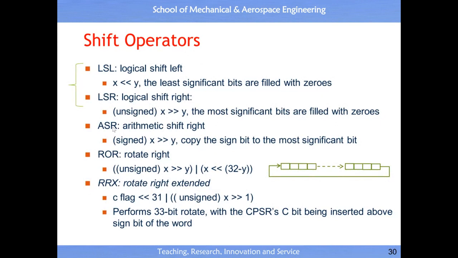Then we have two special cases for doing multiplication and division: multiplication by a multiple of 2, or division by a multiple of 2. In this case, we use a shift operator, logic shift or arithmetic shift. When we shift left by 1 bit, it is equivalent to multiplication by 2. If you shift y bits, it's equivalent to multiplication by 2 raised to the power y.